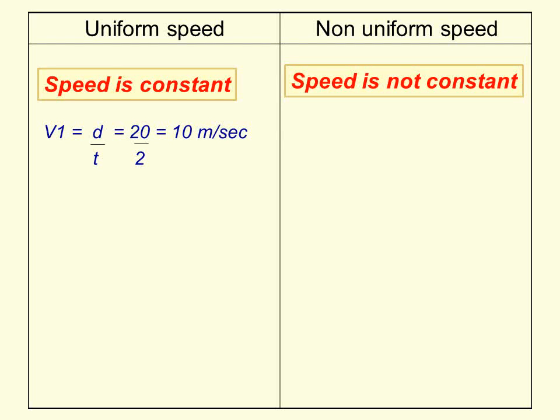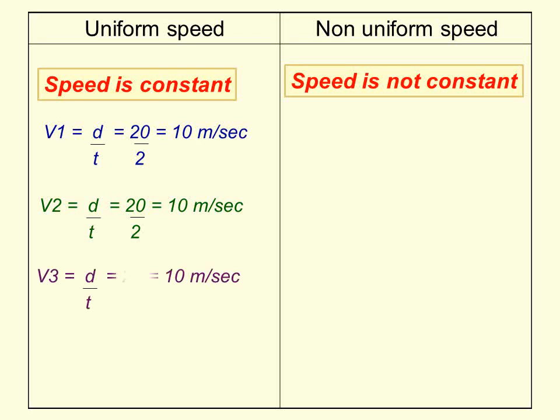In the first case, v1 equals distance over time, d over t, 20 over 2 equals 10 meters per second. Speed 2, distance over time, 20 over 2, also 10 meters per second. In the third case, speed equals distance over time, 20 over 2, the same, 10 meters per second. So here v1 equals v2 equals v3.